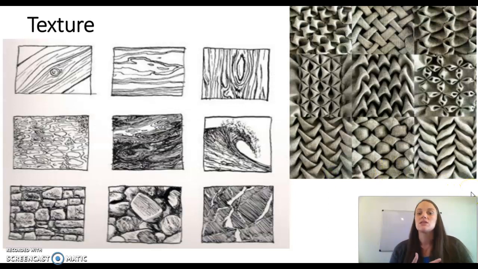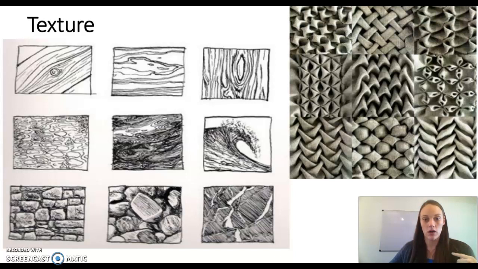Texture. This is the quality of a surface, and there are two types of texture. The first one is an implied texture, which means you are looking at something that is fake, but it looks like it has a texture. For example, if you were to have this particular slide projected onto your screen at home, and we looked at this little square drawing here, it looks like a wood grain. It looks like it would be rough, but if you actually went over and touched it, it would be smooth like your computer screen.